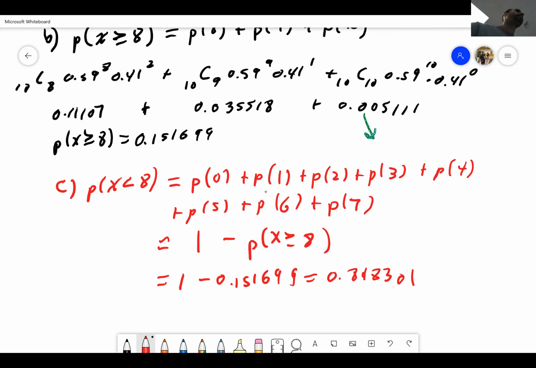I understand that the last one is 1 minus 6, but this is only 4 decimal places, and this is 5. Does it have to be the exact same amount of decimal places? No, it doesn't have to be, but play with it.